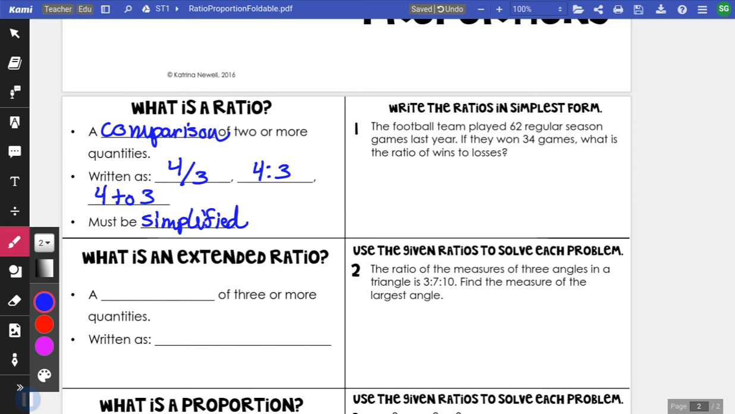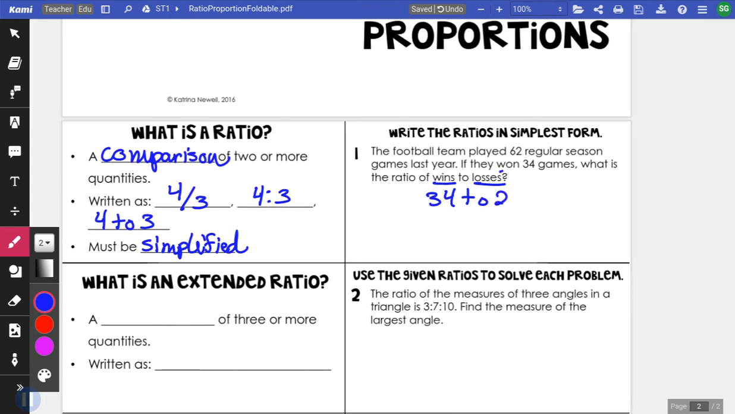Okay, let's go over to the right. Write a ratio in simplest form. A football player played 62 season games and they won 34. What is the ratio of wins to losses? So we got 34 wins. Well, and then we got to do 62 minus 34, 28 losses. So then we need to simplify that.